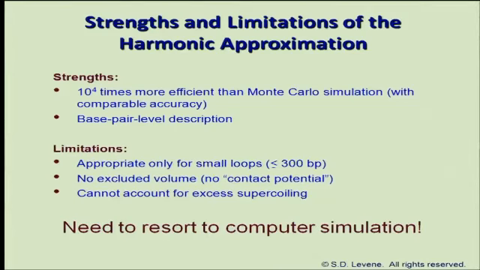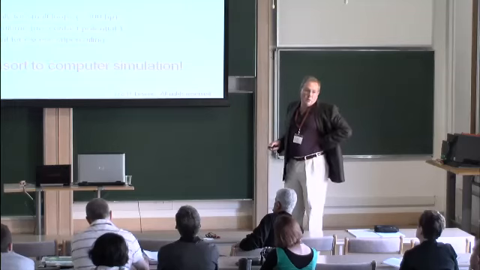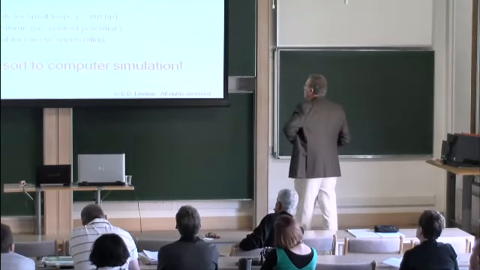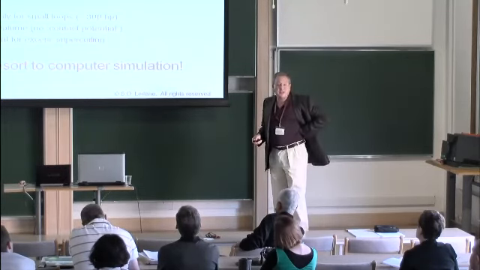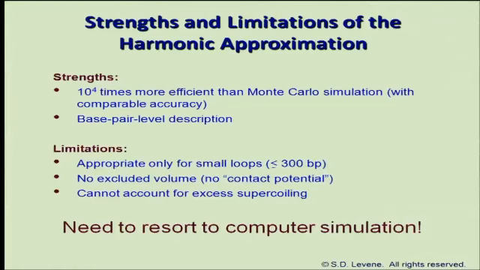Okay, so this harmonic approximation, although it's fast and admits a base pair level description of the problem, has some significant limitations. Essentially, once you get out to about 300 base pairs, these systems don't behave harmonically anymore. And so the notion of using a harmonic approximation breaks down. Also, there's no excluded volume. So if you want to include supercoiling, you can't do that. And so we had to go back to computer simulation to address these longer loops.